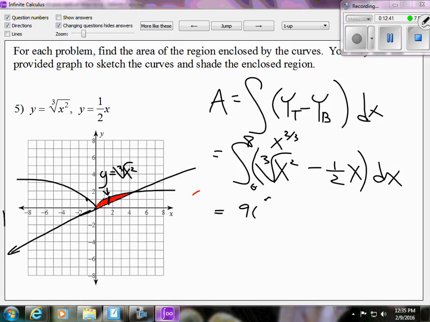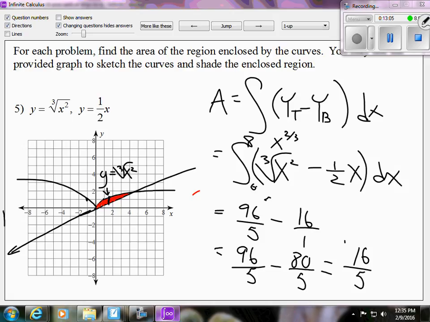We have 96 fifths minus 16. We need a common denominator. 5 works. So we have 96 fifths minus 16 times 5, 80 fifths, giving us an answer, 16/5. Nice answer.